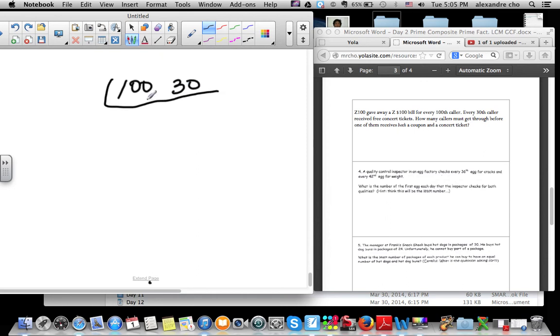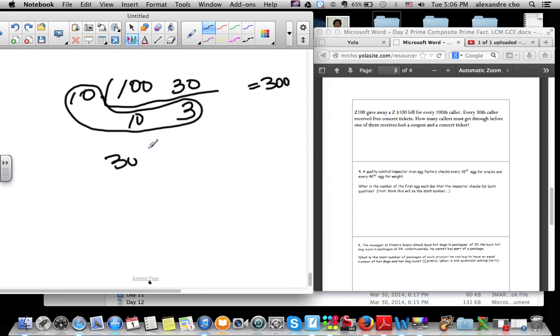Okay, a number that goes into 100 and 30, you can pick 10. So 10 goes into 100 10 times, 10 goes into 30 3 times. Can we go further? No, the only number that goes into 10 and 3 is 1, so I know it's over. So to find the LCM here, we take these three numbers, and 10 times 10 is 100, times 3 is 300. That would mean that the 300th caller to the station that day is going to get $100, and is going to get concert tickets. Lucky guy.